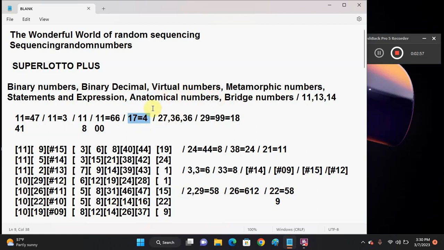Another thing is virtual numbers. A virtual number would be, for instance, let's say you get a 27 and it's sequenced to a 36. Now, if it sequences to another 36, what that adds up to is 72. So 27 becomes a virtual number in that situation. It represents 72, and that's what you call a virtual number. Also, there's the concept of bridge numbers. Bridge numbers help to sequence these sequences. The bridge numbers are 11, 13, and 14.